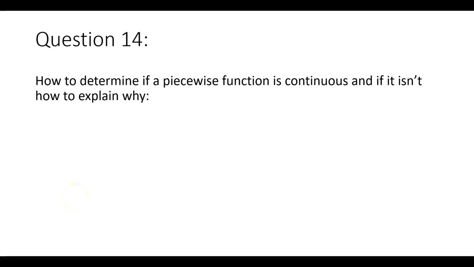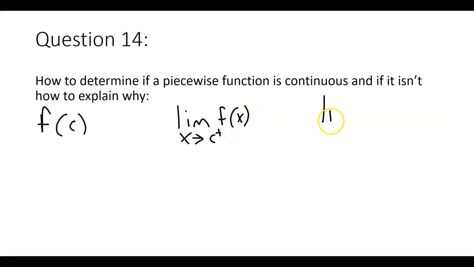How to determine if a piecewise function is continuous, and if it isn't, how to explain why. All right, so this question basically has to do with explaining if a piecewise function is continuous or not, and then explaining why if it's not. So when you have a piecewise function, you need to do 3 things to see if it's continuous. You need to find f of your junction point. You need to find the limit as x approaches your junction point from the right. And you also need to find the limit as x approaches your junction point from the left.